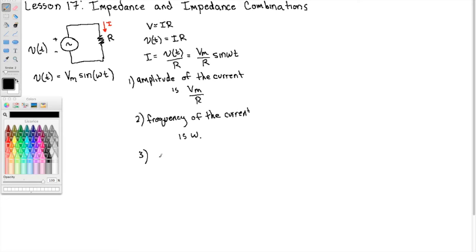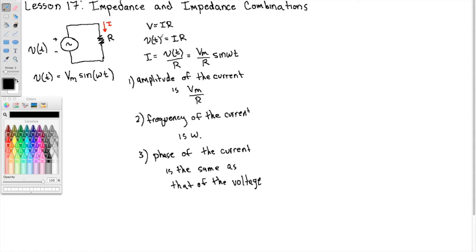3, the phase of the current, well, it's still 0, right? But we'll say the phase of the current is the same as that of the voltage. So we gave our voltage waveform 0 phase, and our current waveform has 0 phase.